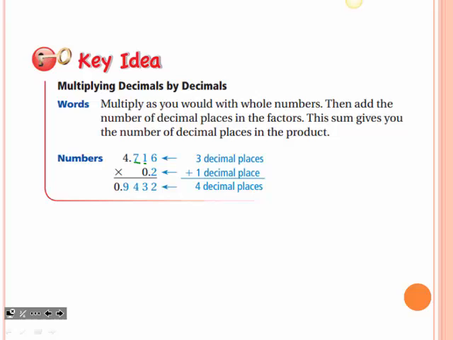Notice there's 1, 2, 3 decimal places in this number and 1 in this number, which means when you find your answer, you're actually going to be counting over 4 times because it has to have the same number of decimal places that your problem has, both the numbers combined. So since we have a total of 4 decimal places, we need to count 1, 2, 3, and 4, and our decimal will go right there. Okay? So let's quickly try some examples.